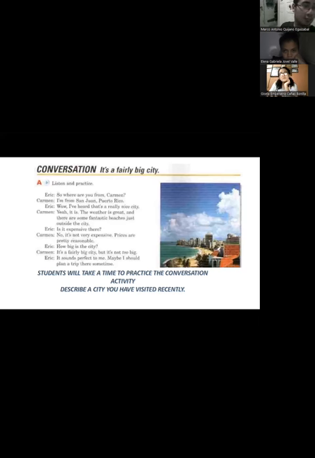So, where are you from, Carmen? I'm from San Juan, Puerto Rico. Well, I've heard that's a really nice city. Yeah, it is. The weather is great, and there are some fantastic beaches just outside the city. Is it expensive there? No, it's not very expensive. Prices are pretty reasonable. How big is the city? It's a fairly big city, but it's not too big. It sounds perfect to me. Maybe I should plan a trip there sometime. Okay.